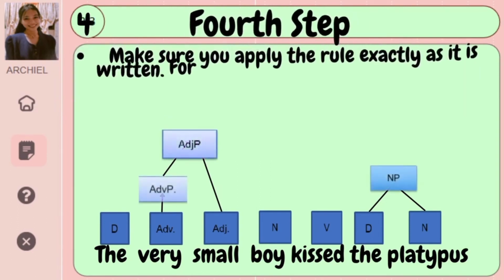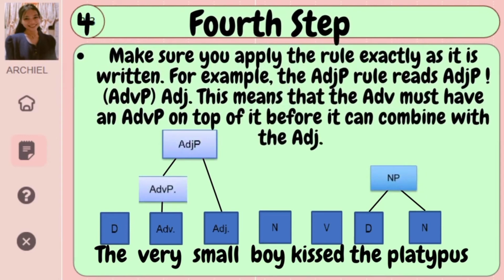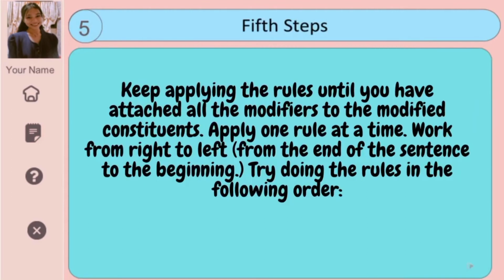In the fourth step, make sure you apply the rule exactly as it's written. For example, the adjective phrase rule reads adjective phrase, adverb phrase, adjective. This means that the adverb must have an adverb phrase on top of it before it can be combined with the adjective. Fifth step. Keep applying the rules until you have attached all the modifiers to the modified constituents.